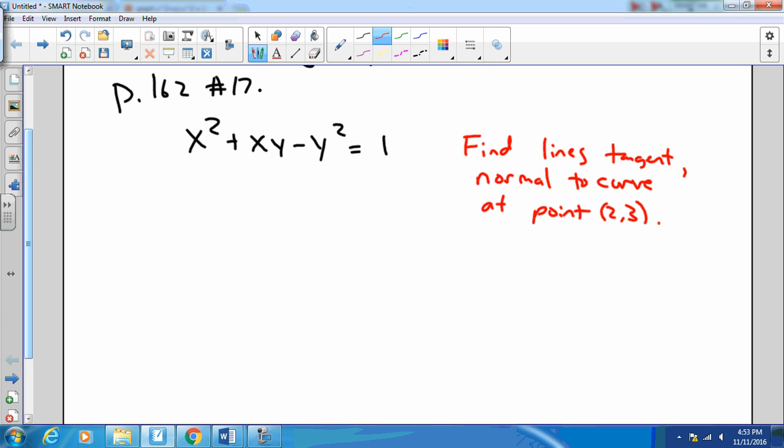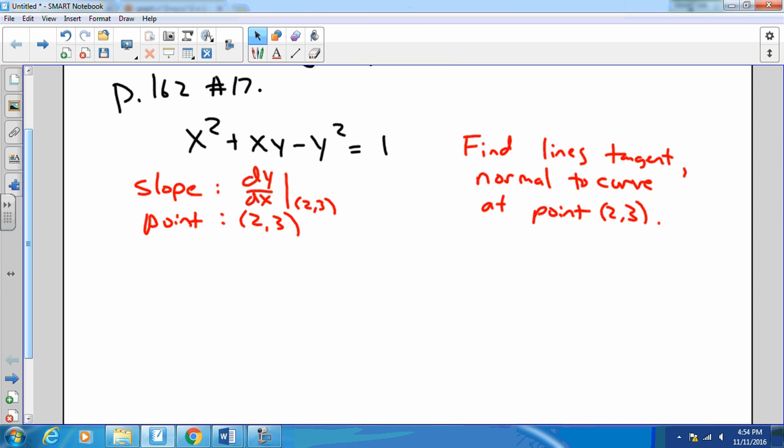Now, remember that our basic format for this is to evaluate the slope and the point. And for our tangent, our slope is going to be dy dx, or y prime, at the point 2, 3. Notice that this is how we demonstrate that we're evaluating at the point 2, 3. The point is already given to me. And this is for the tangent line only.